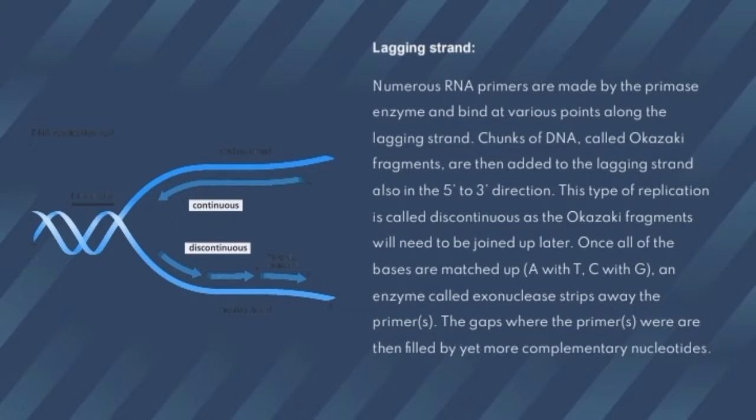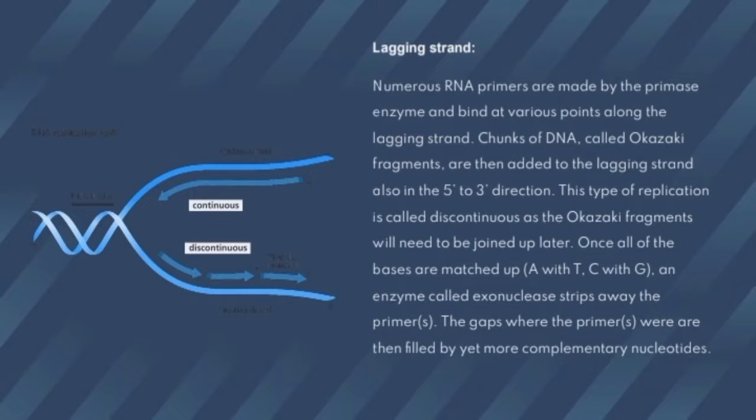Lagging strand. Numerous RNA primers are made by the primase enzyme and bind at various points along the lagging strand. Chunks of DNA called Okazaki fragments are then added to the lagging strand, also in the 5 to 3 direction. This type of replication is called discontinuous, as the Okazaki fragments will need to be joined up later.